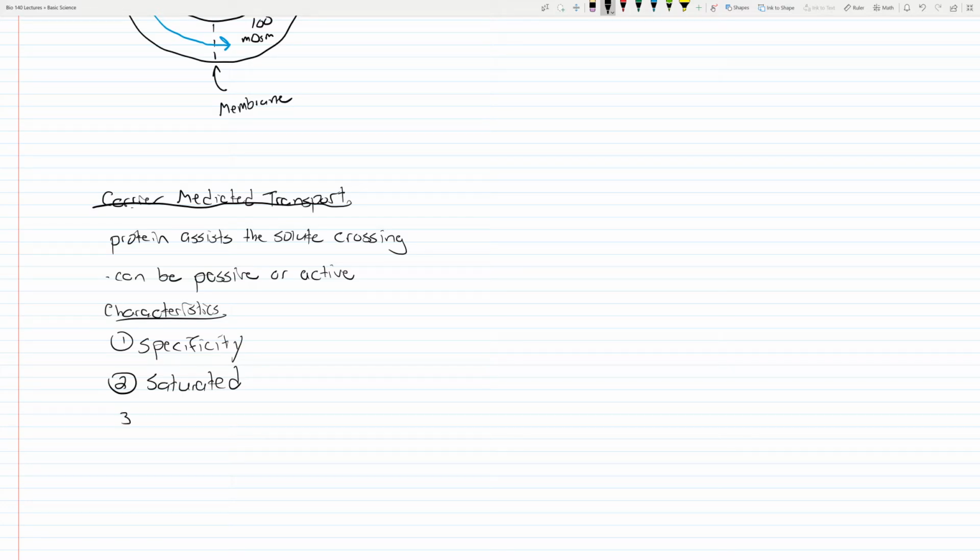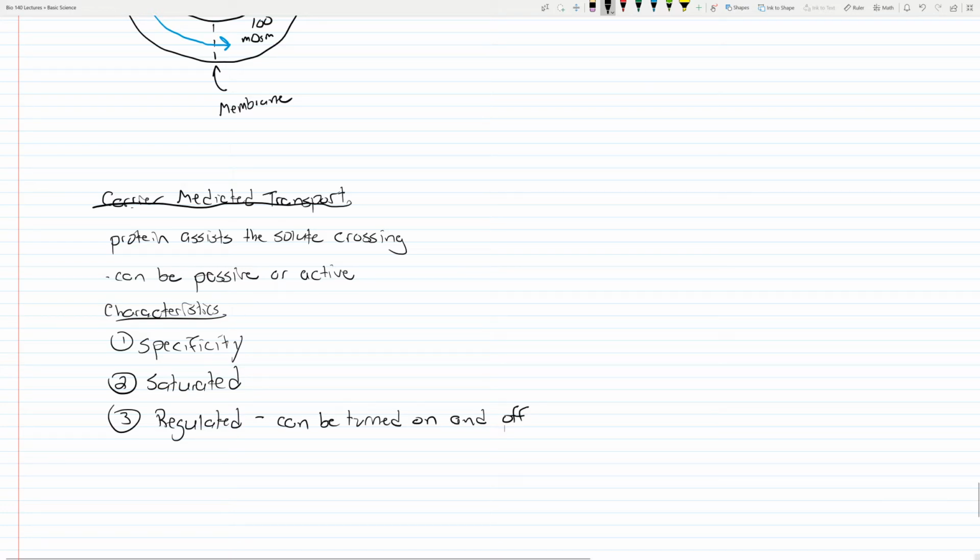And the third thing about carrier-mediated transport is it is regulated. What this means is it can be turned on and off. Let's say for instance that I don't want sodium to be able to cross the cell membrane, I close the channel. I've regulated the sodium in the cell. And if I do need sodium, I can open those channels up and the sodium will come into the cell. That is the regulation.